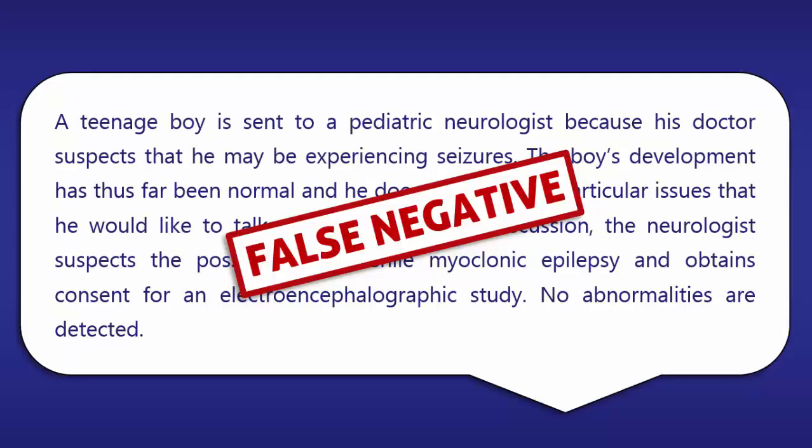Other tests that commonly produce false negatives include the anti-double-stranded DNA test for systemic lupus erythematosus and an X-ray of the lumbar spine when looking for sacroiliitis.